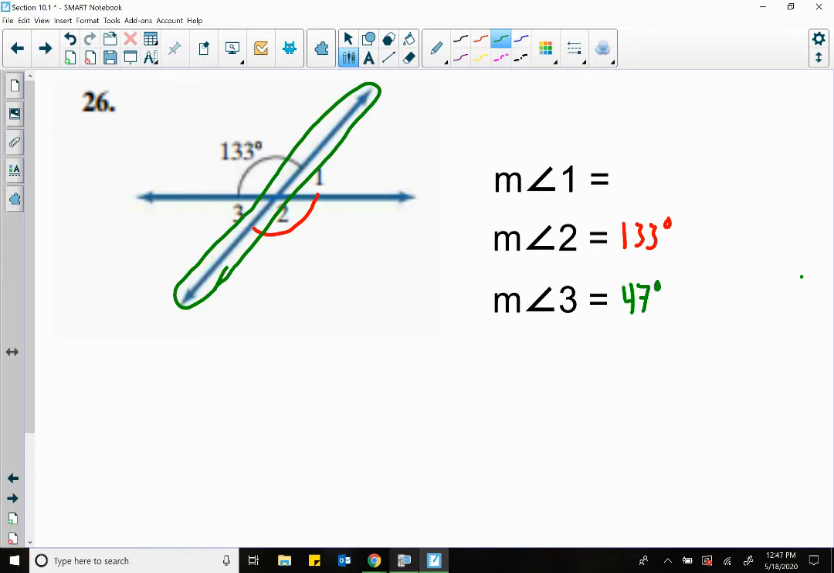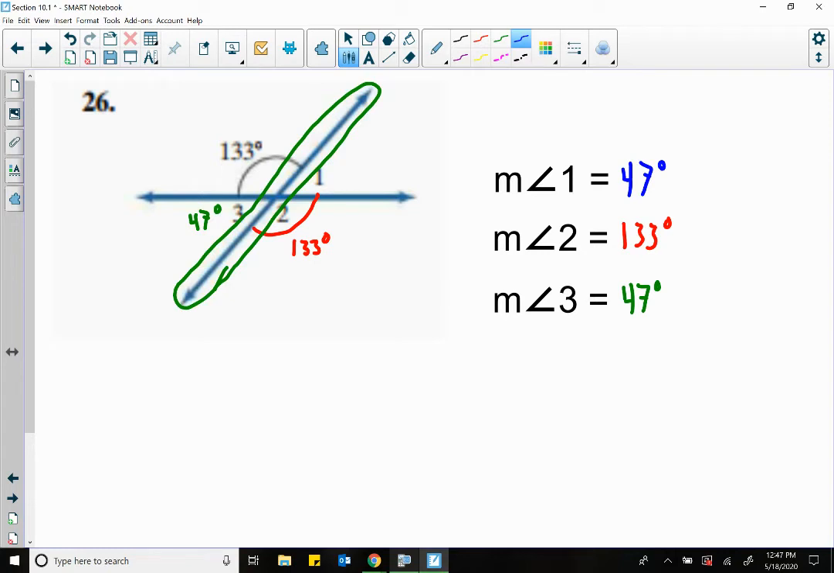And in geometry, you're going to see me do this a lot. You're going to see me mark up my picture all the time. In geometry, I encourage you to mark up your picture. I should have put 133 degrees here because we knew that. And now we know the measure of angle 3 is 47 degrees, which now we can actually find the measure of angle 1 really quick. Okay? So we know the measure of angle 1 has to be 47 degrees as well.